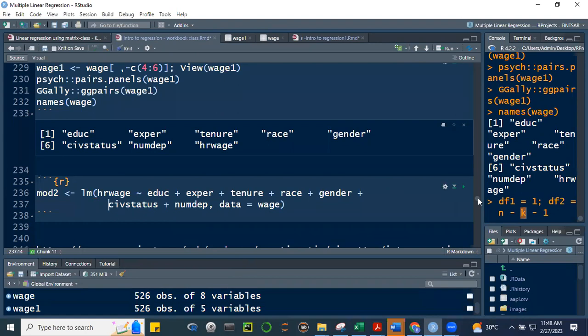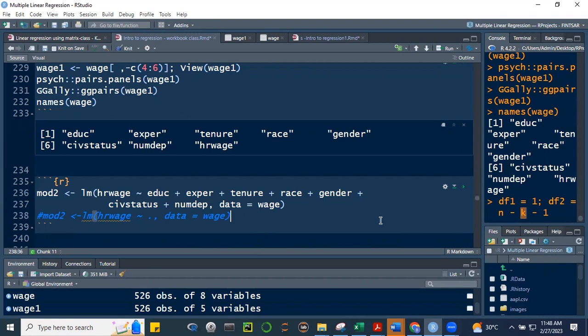Okay, take a look at this first. Another way to do this is you can do this in model 2. I'll leave it as a comment: LM hourly wage regressed on all. It's the same, right? Tilde dot, which means all of the variables will be used to model our hourly wage. Okay, I'll pause, class.